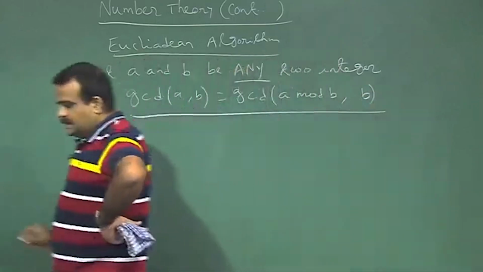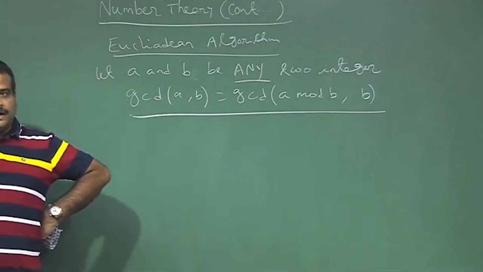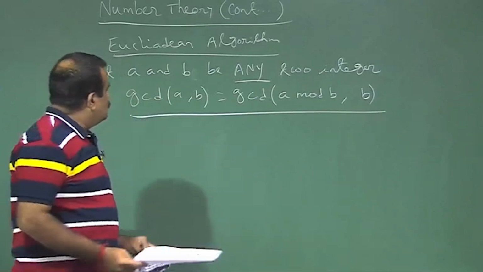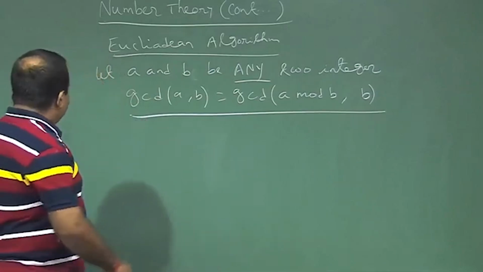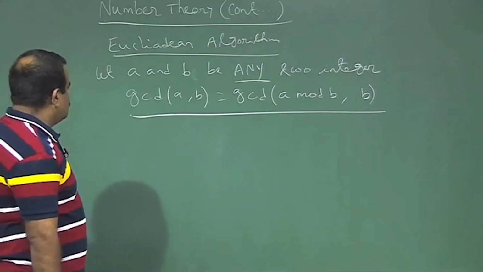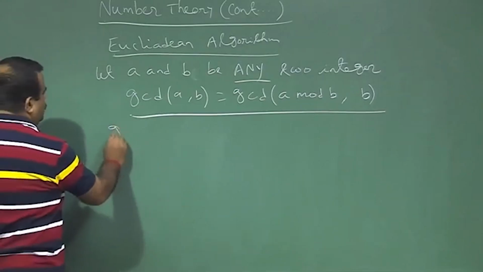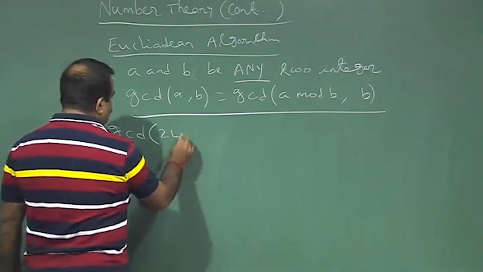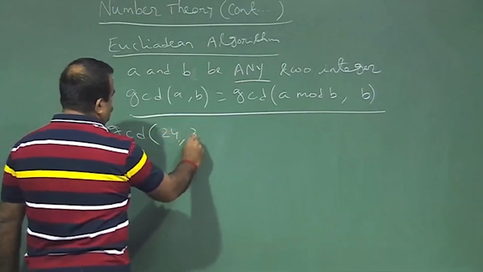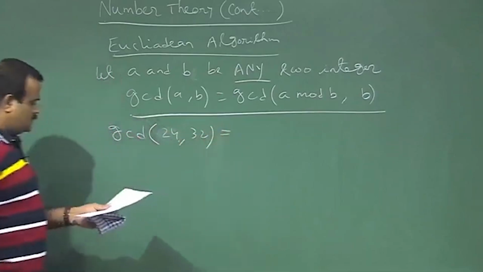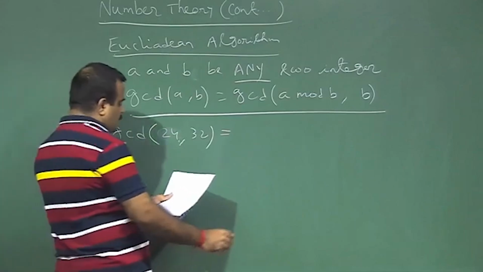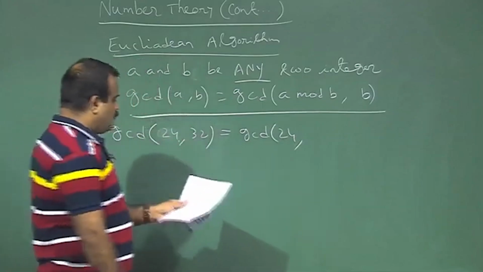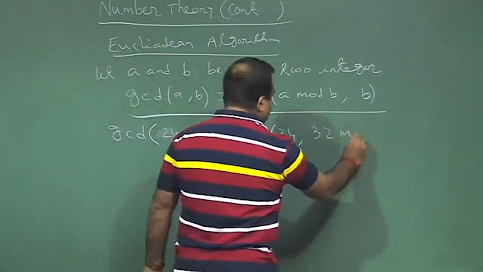So, this basically gives us what is called the Euclid algorithm to find the GCD. We will use this theorem or result to have an algorithm. Let us take an example. Suppose you want to find the GCD of 24, 32. So, this is basically the GCD of 24, then 32 mod 24 from this theorem.